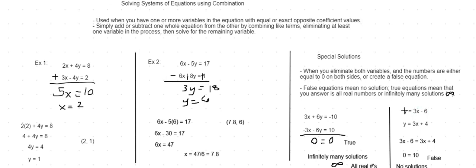y cannot equal this and this at the same time. If you already have 3 of x minusing 6 equal y, you cannot take that same 3 of x and add 4 to it to create the same value. It wouldn't make sense. So for that reason, it's a false system and there are no solutions.